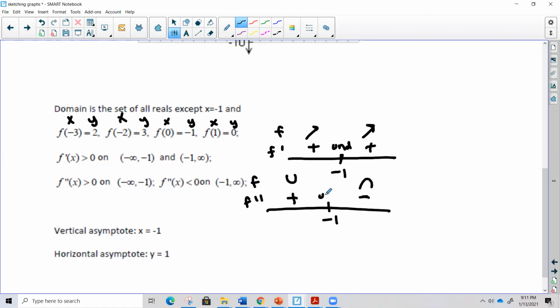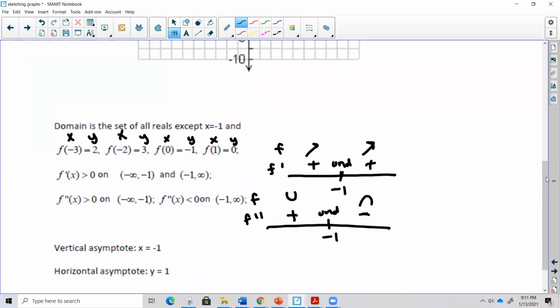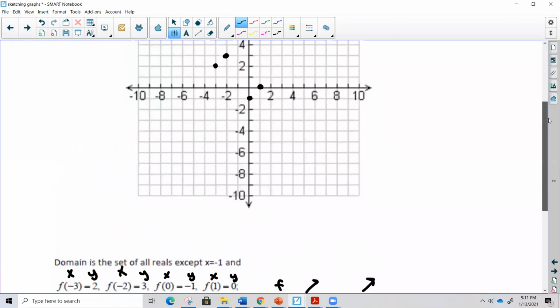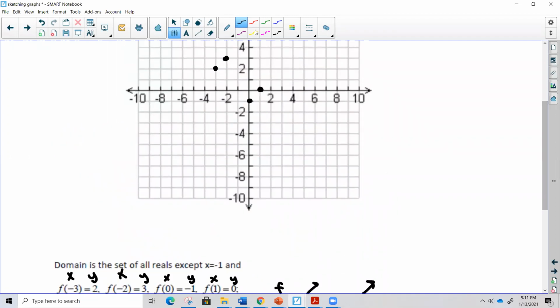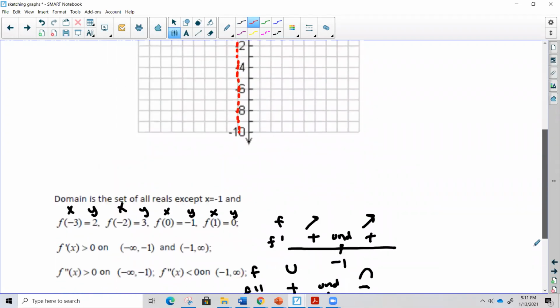And so again, this point is undefined. So it's not really the point of inflection, but it is where it's going to change. And then they told me there's a vertical asymptote at -1, so I do want to draw that in. A vertical asymptote, we usually put a dotted line for it, and my function cannot cross it. Okay, so this is not in the domain. My function never crosses that x value.